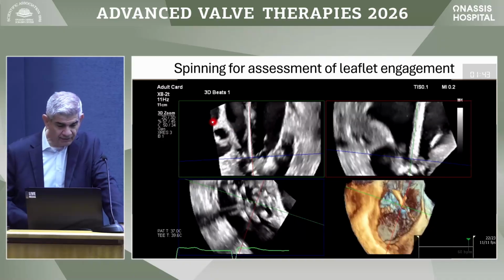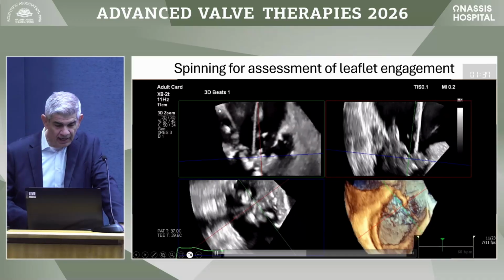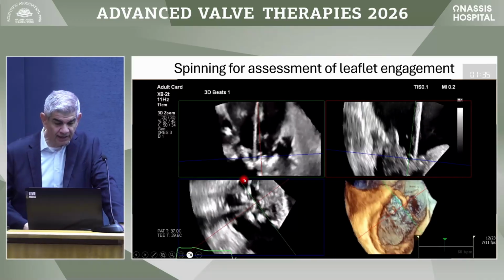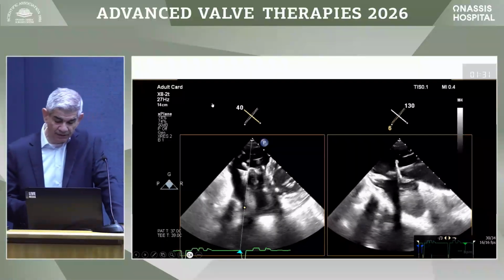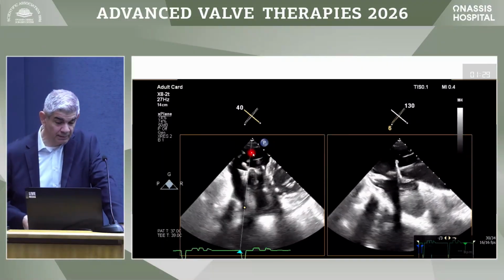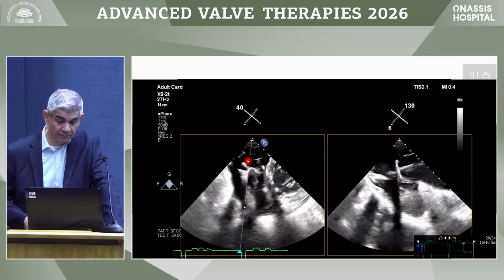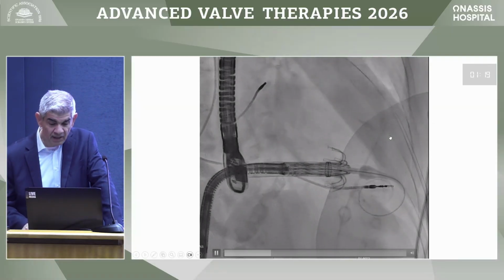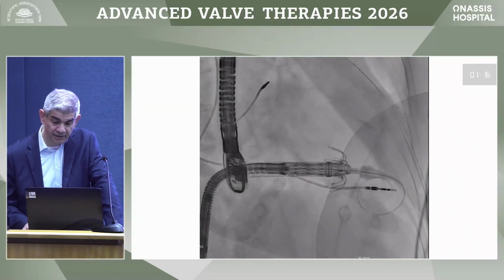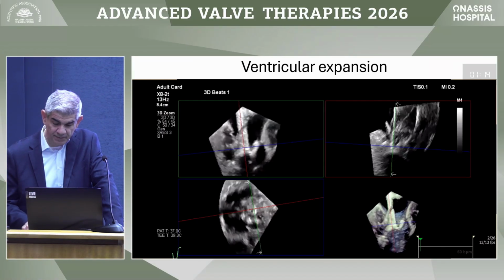We move on to the anchor at 10 o'clock here. And again, we look at this view to make sure that we have leaflet engagement. And we'll do this sequentially for all 9 anchors all around. And in case we have any questions, we can move to biplane imaging, especially for these posterior anchors. We can do it from transgastric view, and we can biplane and make sure that we have leaflet engagement in this area as well. And after that, we can do our atrial flip and our ventricular expansion.